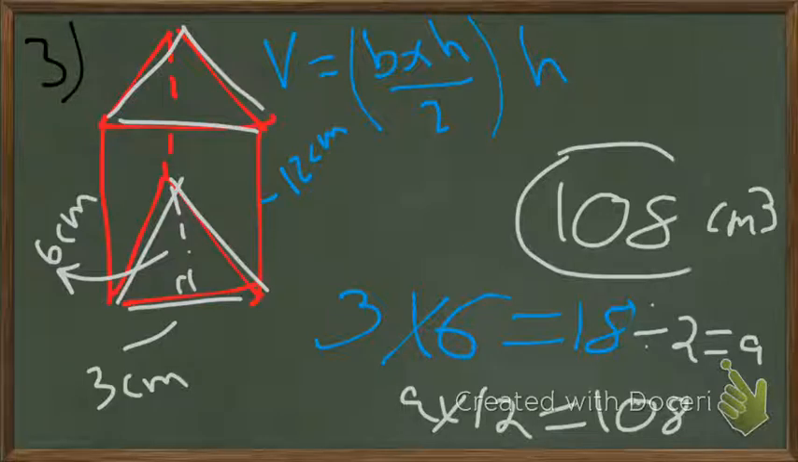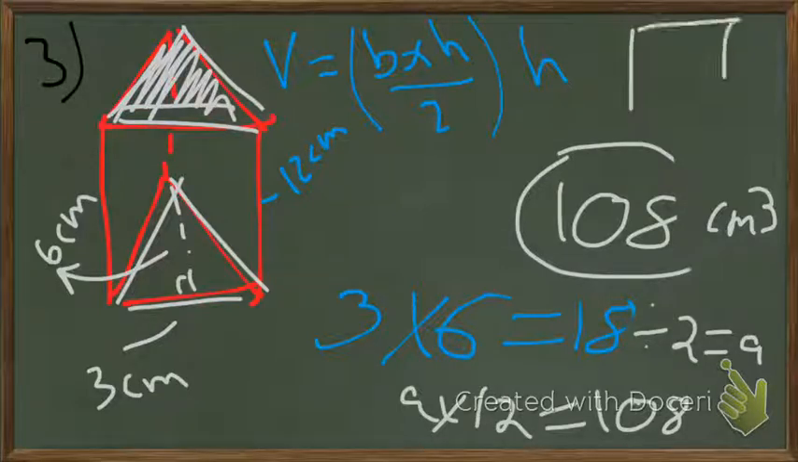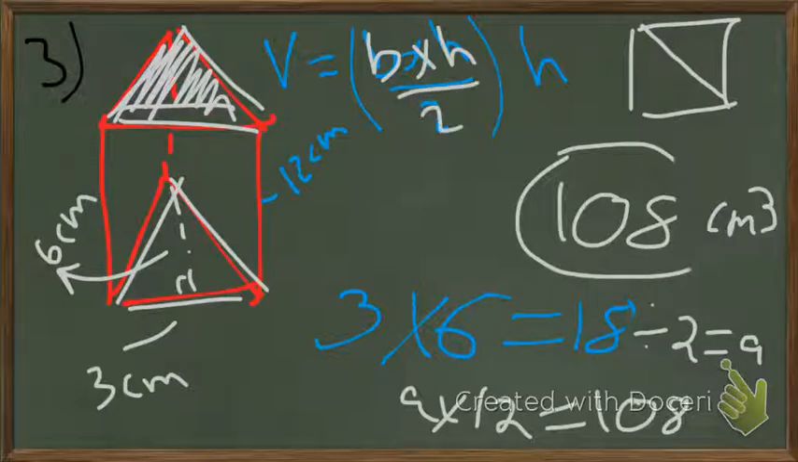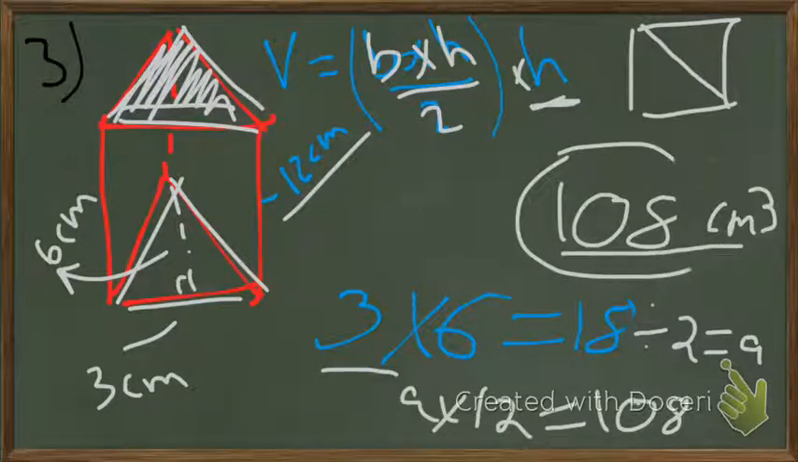Then we moved on to our triangular prism. This is slightly unique because we have to consider the triangle base. As we know, triangles are half of a square. If I take this square and cut it in half, I get 2 triangles. We multiply the area of the triangle, base multiplied by height divided by 2, by the height of the prism, and you end up with 108 centimeters cubed.